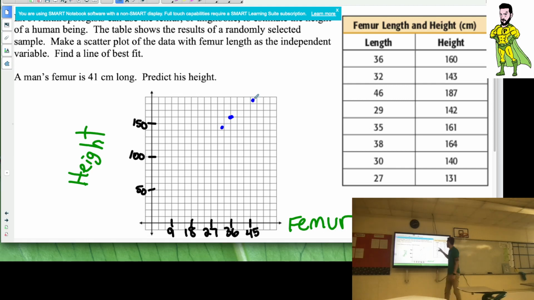29, 142. 35, 161. 38, 164. 31, 140. And 27, 131.